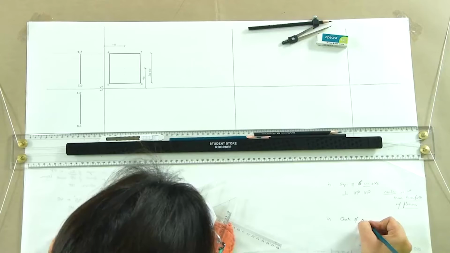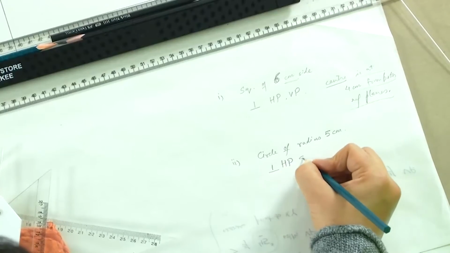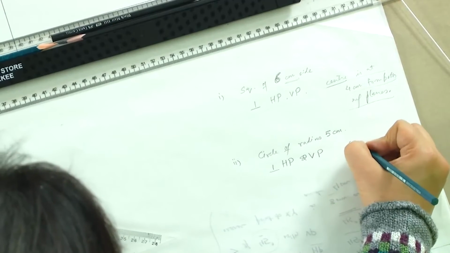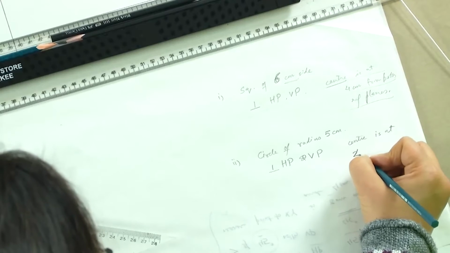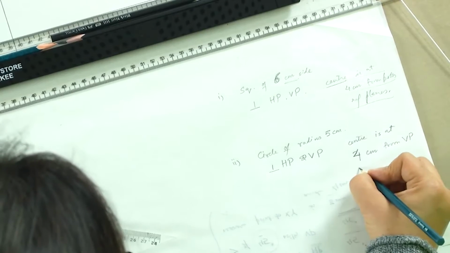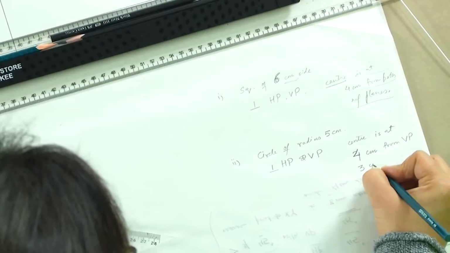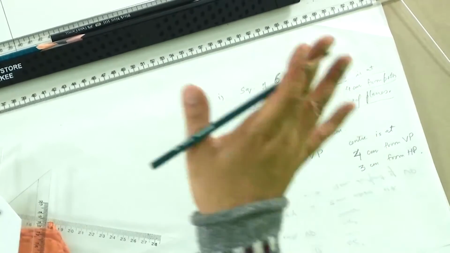Now, let us look at another problem of a circle. So, if we have a circle of radius 5 centimeter, which is perpendicular to both HP and VP, and its center is at 4 centimeter from VP and 3 centimeter from HP. So, the process remains exactly the same.